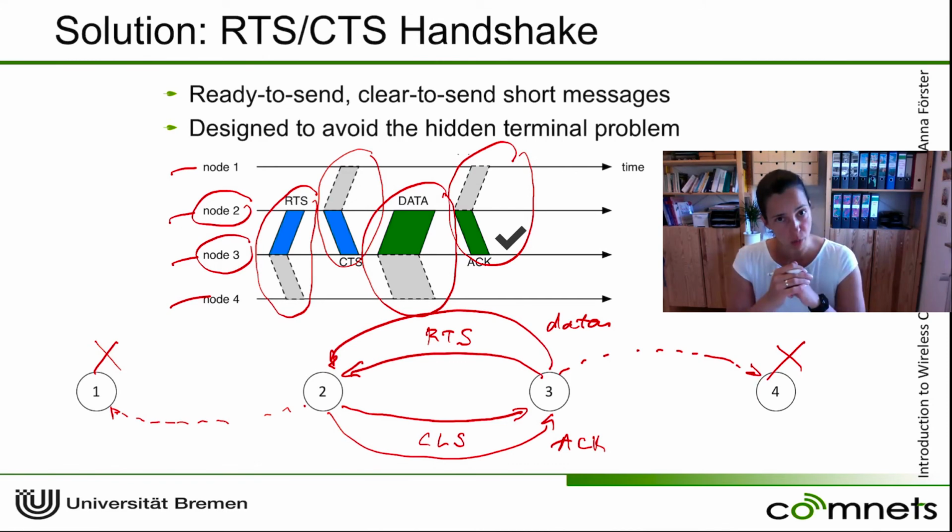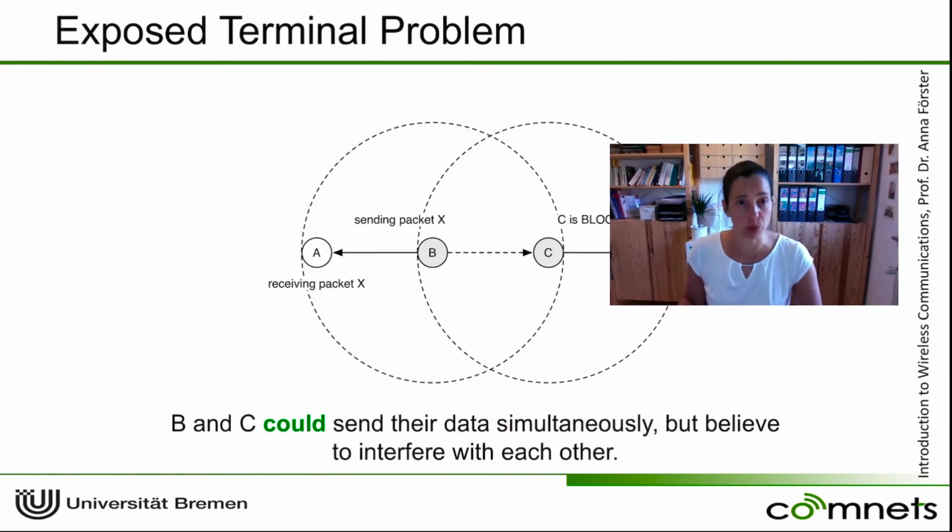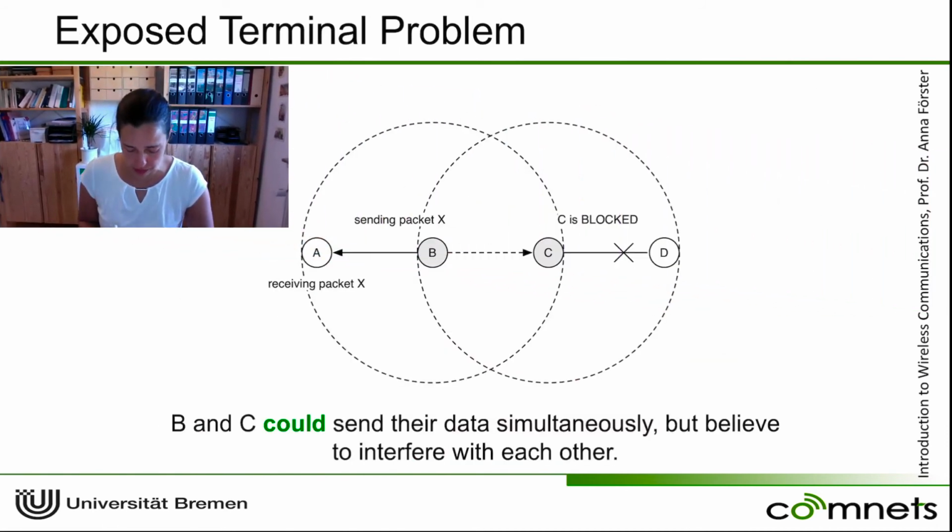But let us now go back to the exposed terminal problem. So, is there a possibility where we are overdoing it? And yes, it is. This is exactly the exposed terminal problem. Let's look at what is happening here. Node B would like to send something to node A. This is okay. However, with the RTS CTS handshake, this communication will shut down node C.